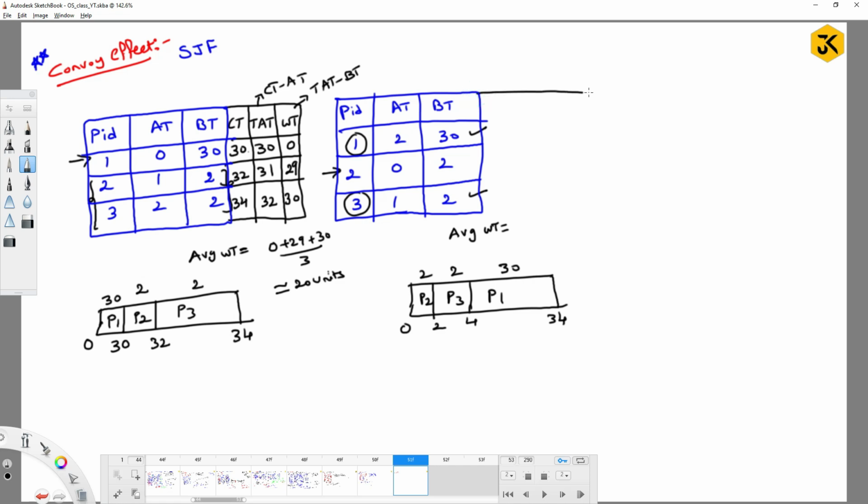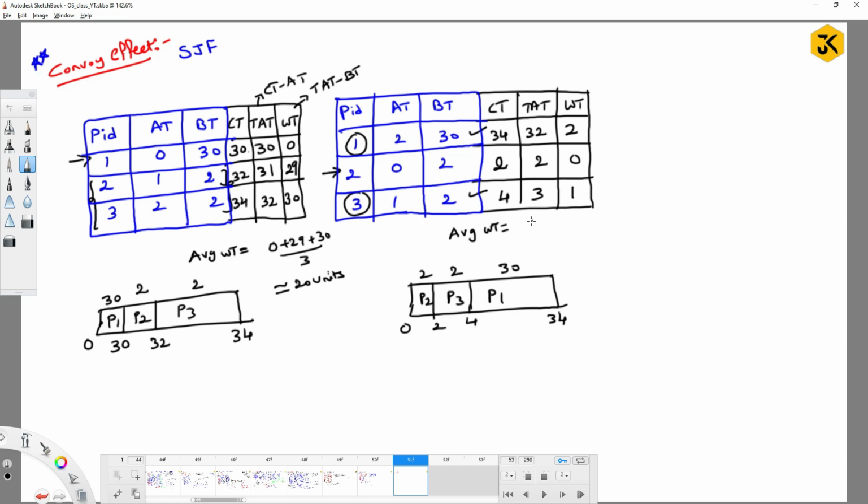Now try to do the completion time, turnaround time and waiting time in a quick manner. Completion time of P2 will be 2, P3 will be 4, P1 will be 34. Turnaround time will be completion time minus arrival time: 32, 2, 3. Waiting time will be turnaround time minus burst time: 2, 0 and 1. So if you look into the average waiting time, 2 plus 0 plus 1 by 3, which is equal to 1 unit.